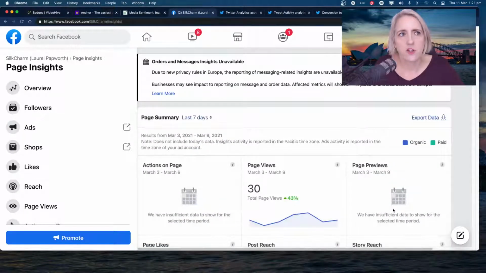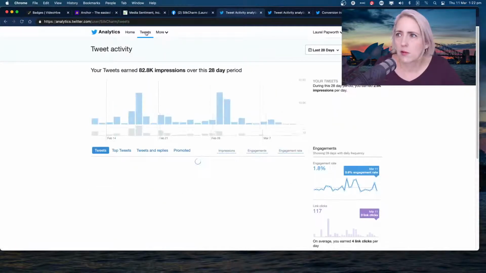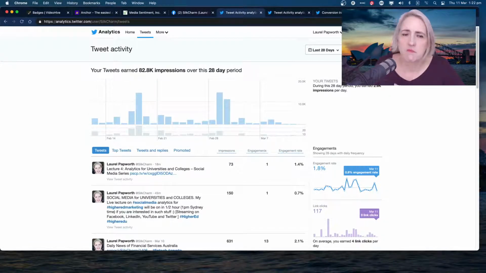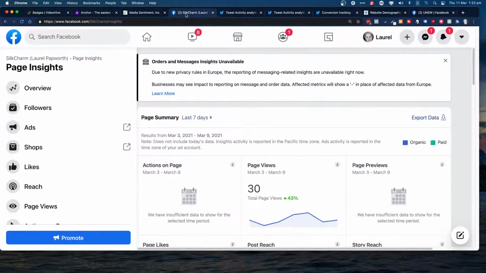So yes, and you can do this on Twitter as well. Where is it on Twitter? Is it on the main? Oh, it's on the tweets page, I think. Quick look. Export data by tweet and by day. By tweet, by day. I know you can't see that, but it's there, and you can do that on Twitter, and so on and so forth.